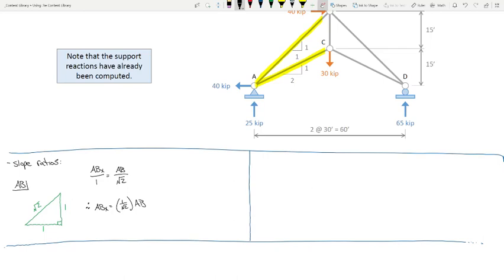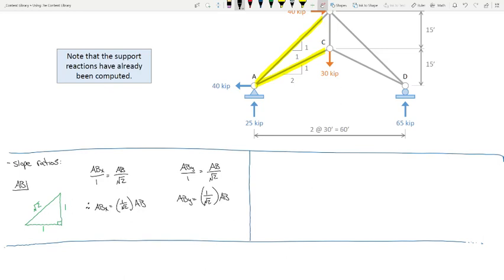Okay, what about ABY? Is it going to be the same thing? ABY is to 1 as AB is to the square root of 2. So ABY is 1 over the square root of 2 AB. Does that make sense? Now, you might be going, that's great. Why does that matter? Don't worry, you'll see why it matters here in a second. Just bear with me for a second.